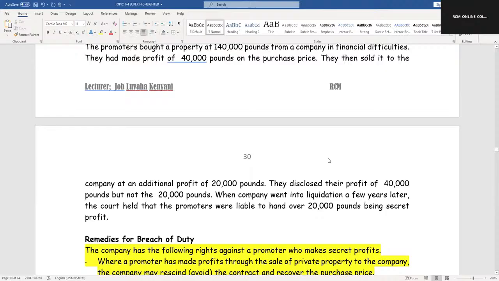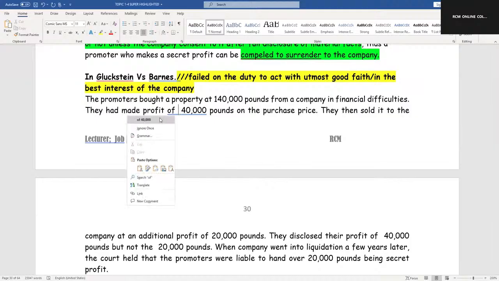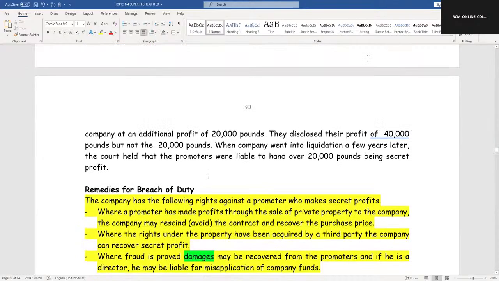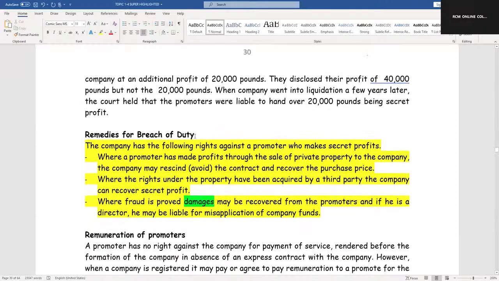So overall, this safeguards the company to ensure that at all times the promoters act with utmost good faith, in the best interest of the company, with contracts entered into for the benefit of the company. So that later on, the company shouldn't end up liable for contracts which are not in its best interest. If the promoter has, for example, made a secret profit, then these are part of the remedies that the company can have.